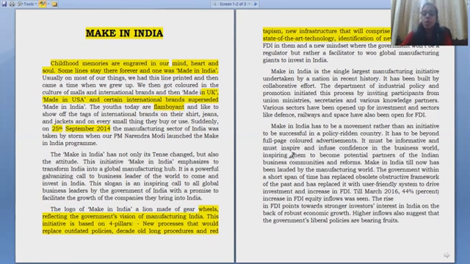Now, talk about the initiative being successful. Make in India has to be a movement rather than an initiative to be successful in a policy-ridden country. It has to be beyond full-page colored advertisements. It must be informative and must inspire and infuse confidence in the business world, inspiring them to become potential partners of Indian business communities and reforms.